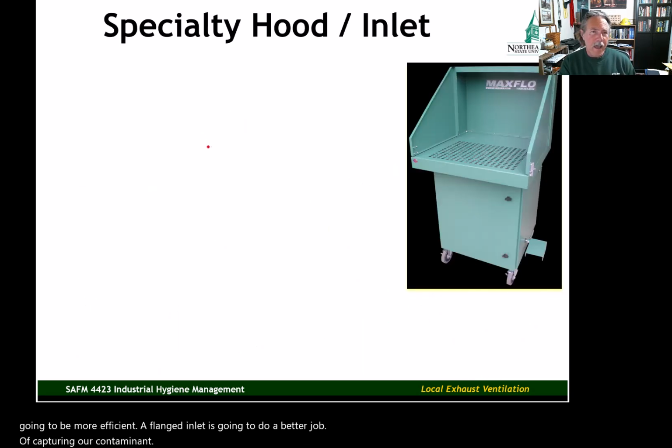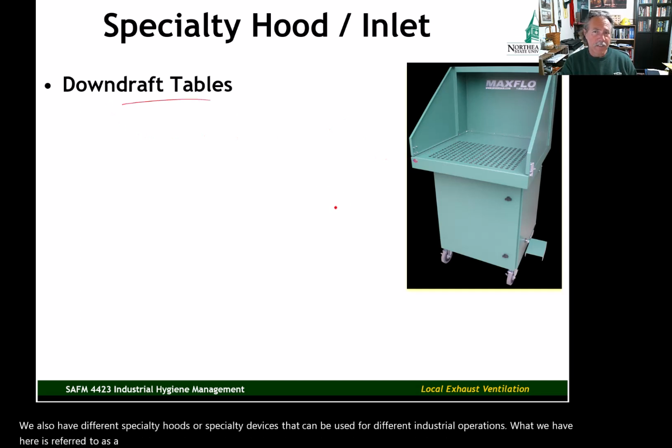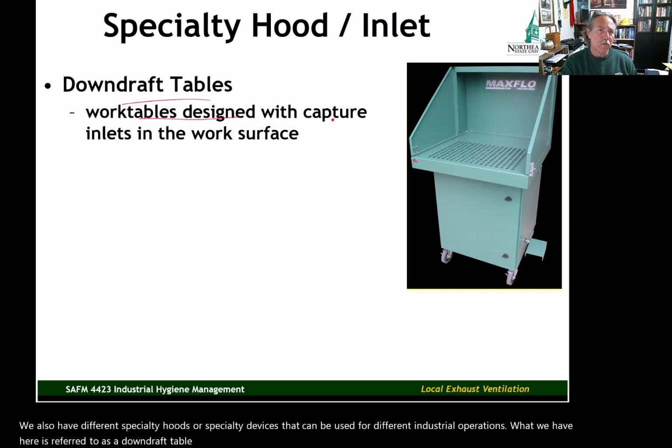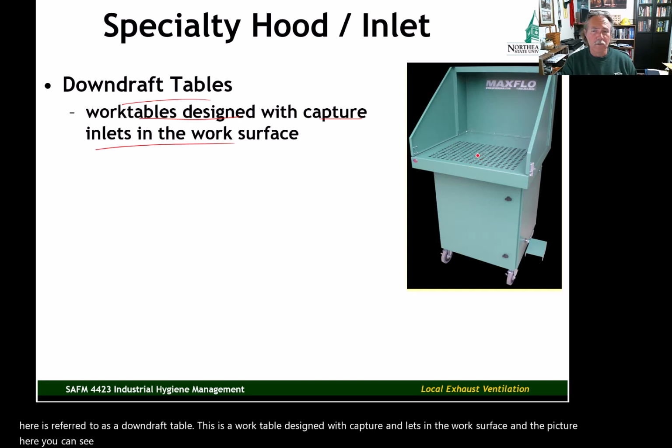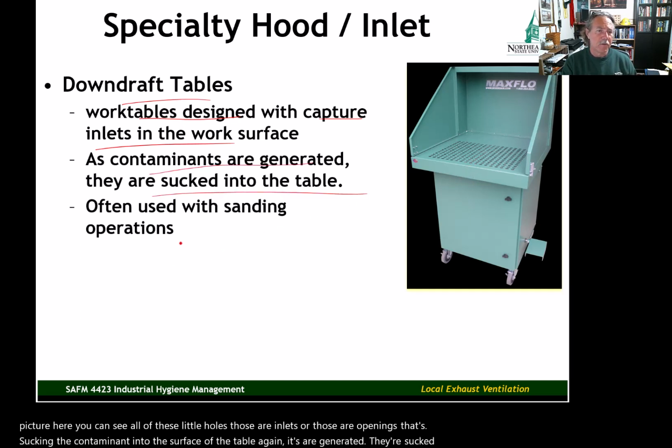We also have different specialty hoods or specialty devices that can be used for different industrial operations. What we have here is referred to as a downdraft table. This is a work table designed with capture inlets in the work surface. In the picture here, you can see all of these little holes. Those are inlets, or openings that are sucking the contaminant into the surface of the table. Again, as contaminants are generated, they're sucked into the table.